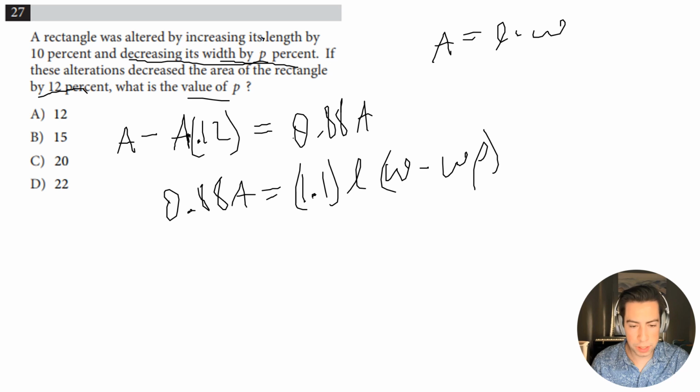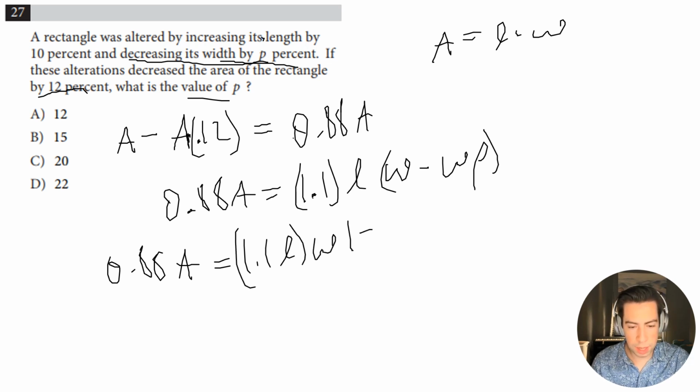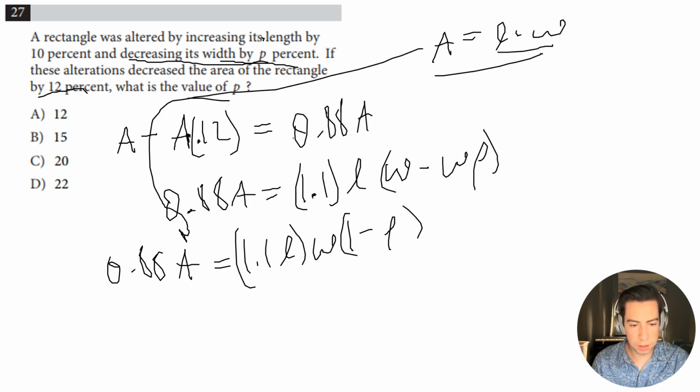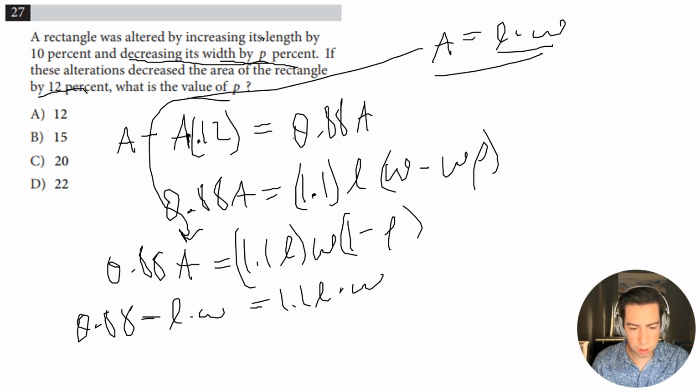And this is going to be the same thing as saying, let me go ahead and rewrite it out here. If we factor out a w, you'll see that this is w times 1 minus p. Okay, so now what I can do is substitute in this value for a, which is equal to L times w, and just plug it in over here for a. So I'm going to have 0.88 times L times w equals 1.1 L times w, and then 1 minus p. Okay, so if I divide both sides by L times w, these are going to cancel out.